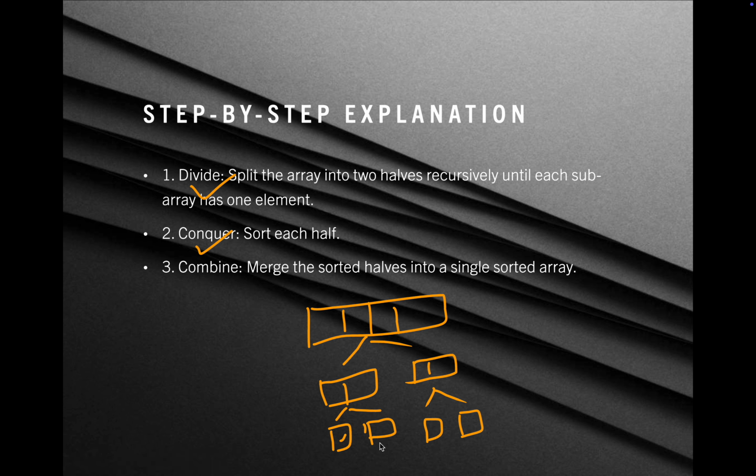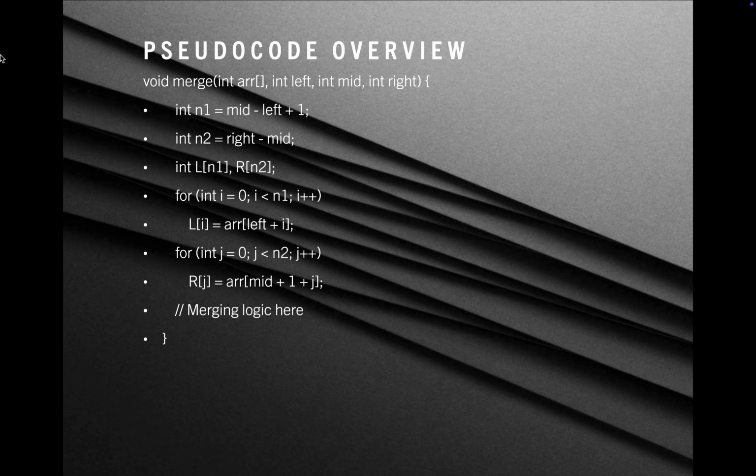Conquer means just sorting. If you are coming from this direction and going upward, then you have to sort all of these. How you will be sorting, I will explain, and I will code how everything works in this lecture. Then you just have to combine. These arrays will be combined into this whole array. So let's move forward. This is the pseudocode, so let's get started and I'm writing all of it.